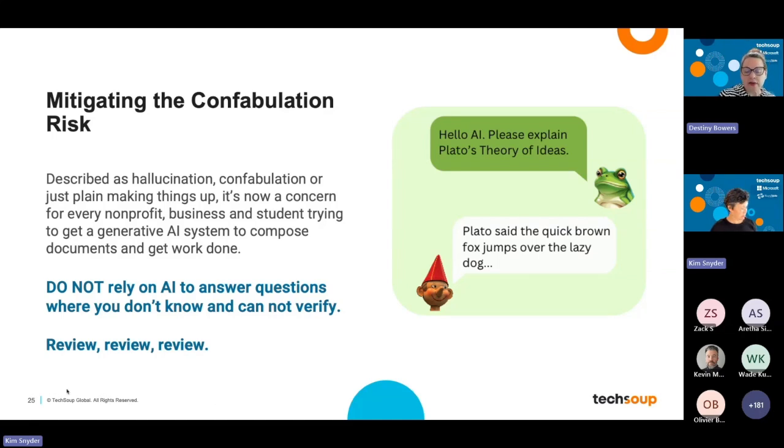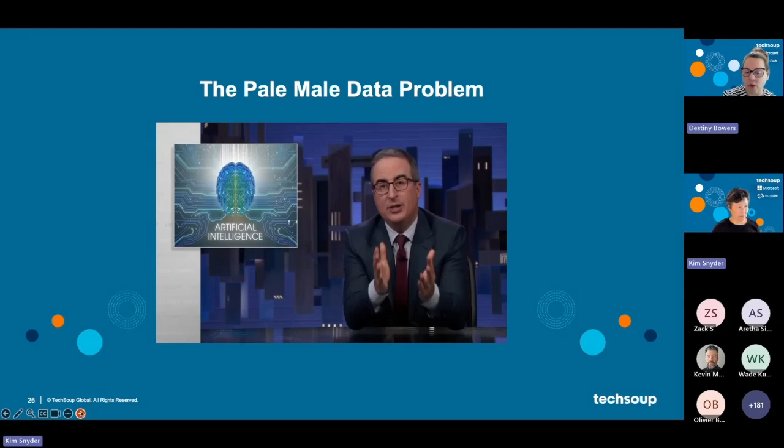And when we think about some of the things that we might need to double check, the next slide is a little bit of what we call biased data. So I'm going to let John Oliver talk a little bit about data bias.